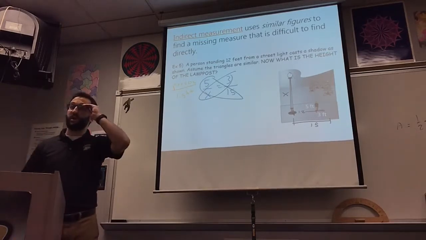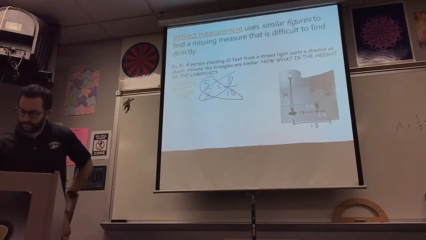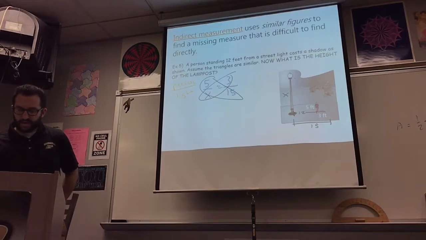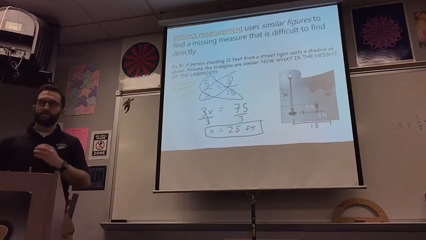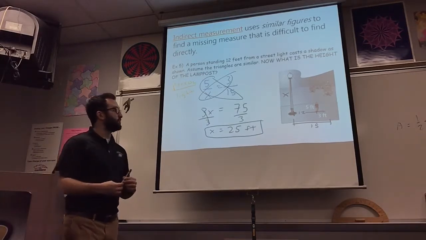I'm just picking up where we left off last class. 5 times 15 is 45. Oh, no, that's not 45. 75, thank you. 75 for the x, and we get that x equals 25 feet. So that's the proportion we set up from last time.